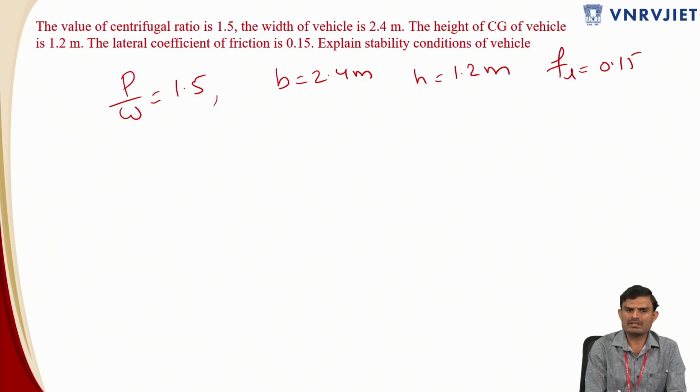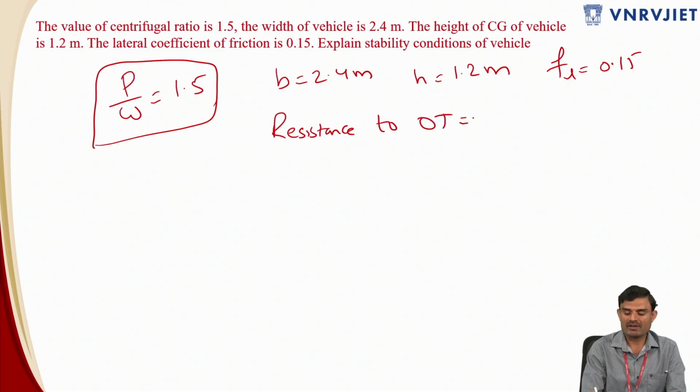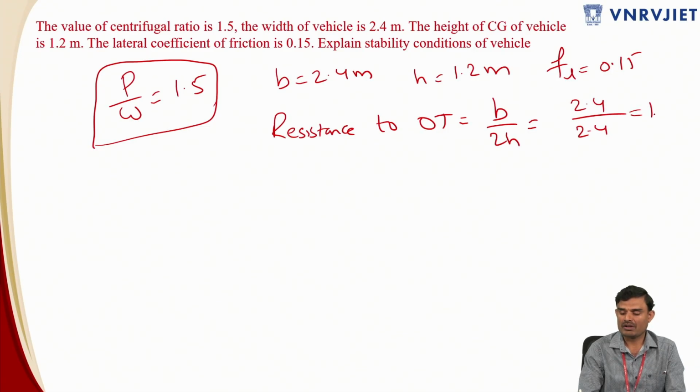Okay, now we have to check the stability conditions of the vehicle. So this is P by W and it is already directly given. Now we have to check the resistance to overturning. We know the formula for resistance to overturning is B by 2H. B is over here 2.4 divided by 2 into H, 2 into 1.2, that is again 2.4, which is 1. So therefore resistance to overturning is 1. Now we will look into the resistance to sliding. Resistance to sliding is FL, which over here is 0.15.